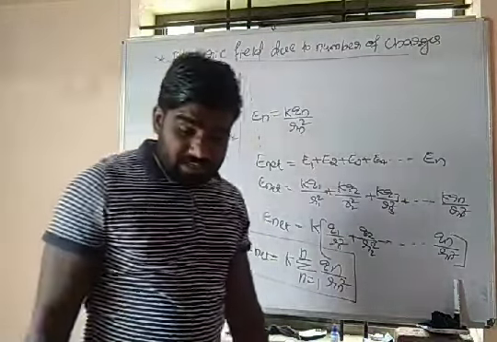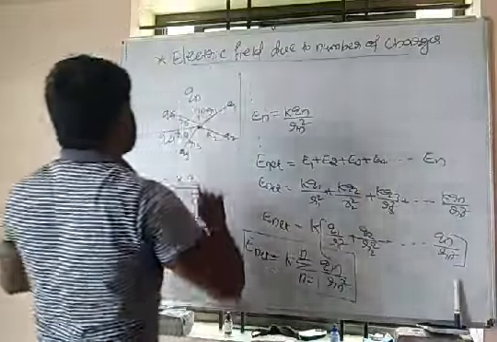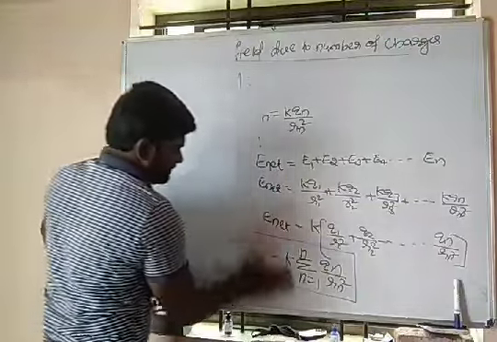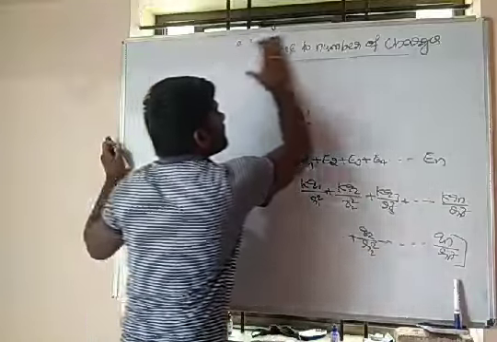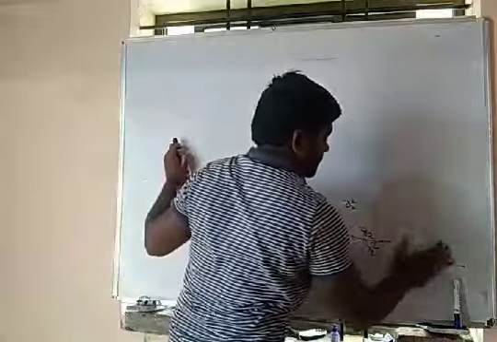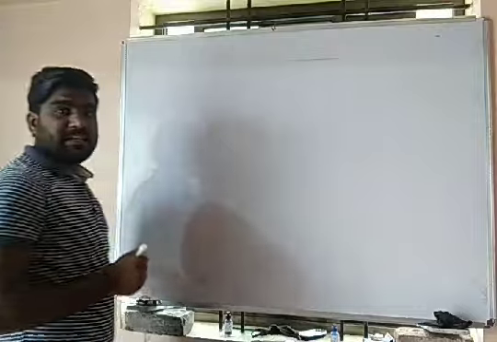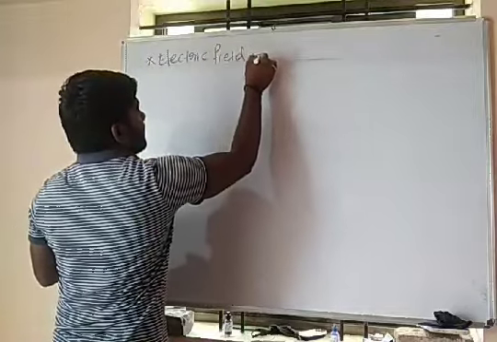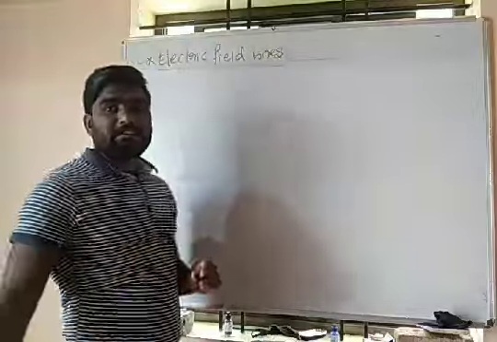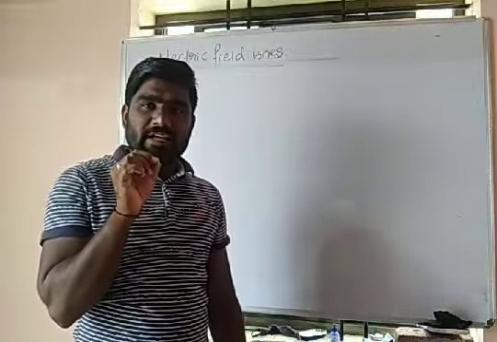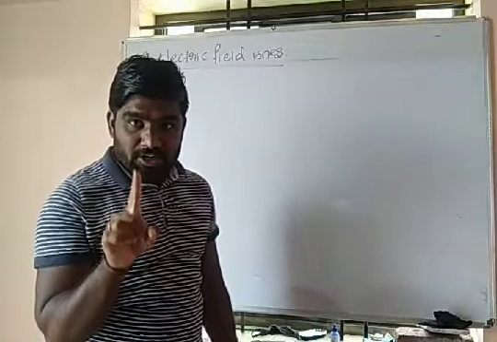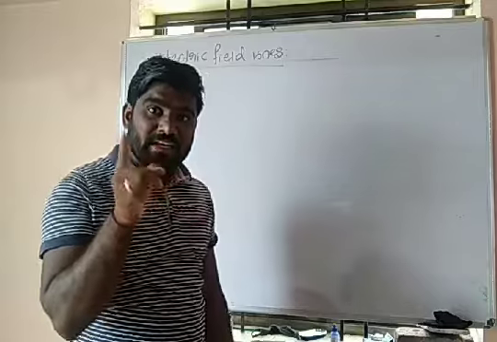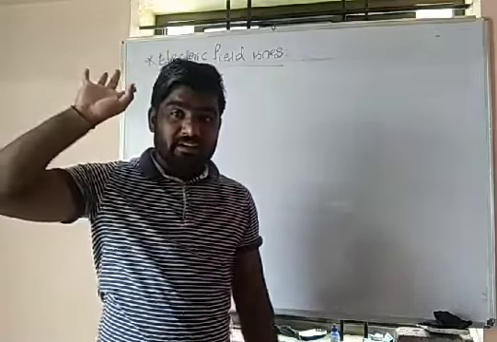Okay. Next, what are electric field lines? Electric field lines may be either straight or a curved path in the electric field. The direction of the electric field can be understood by drawing a tangent to the electric field lines.